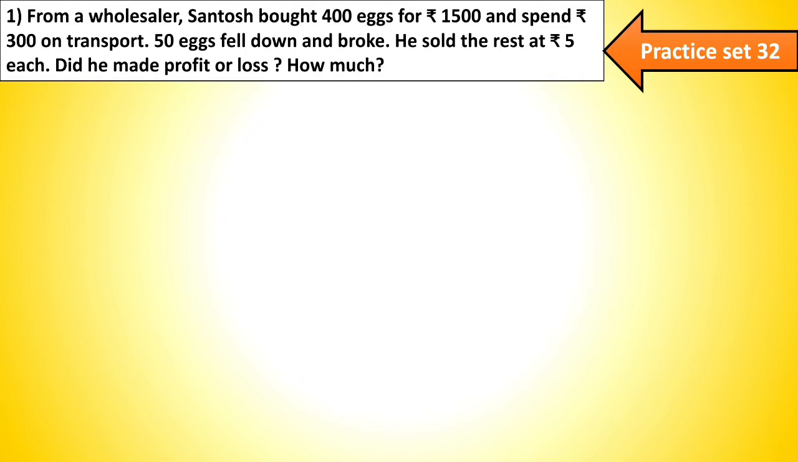From those 400 eggs, 50 eggs fell down. So how many eggs remain now? 350. The selling price of one egg was 5 rupees. So here our selling price will be 350 multiplied by 5. After getting the selling price, we will compare the cost price and selling price.